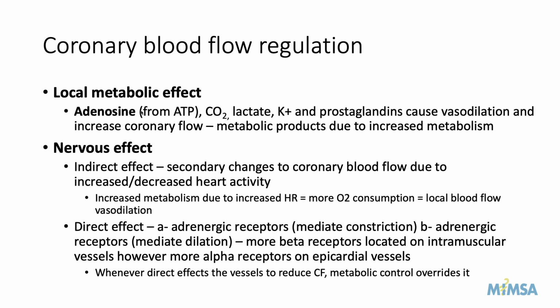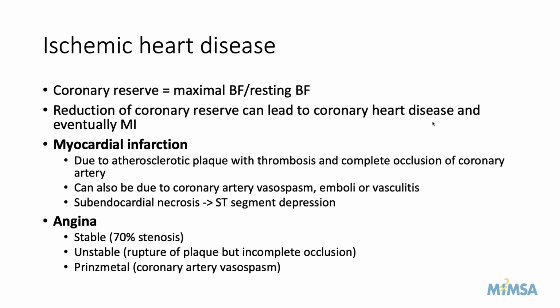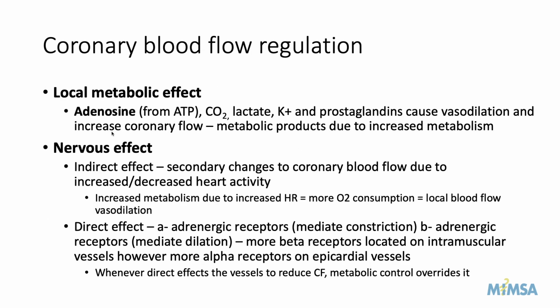These are all metabolic products. When the heart is working at a very high rate and metabolism is increased, it releases all these metabolic products, which then affect the coronary arteries and cause vasodilation. That increases the coronary flow, which increases the amount of oxygen supplied to these tissues. So this is the main regulator. If the heart isn't working that much, the amount of metabolic products it produces will be less, meaning the vasodilation will be less as well. So this is the main regulation of coronary flow.